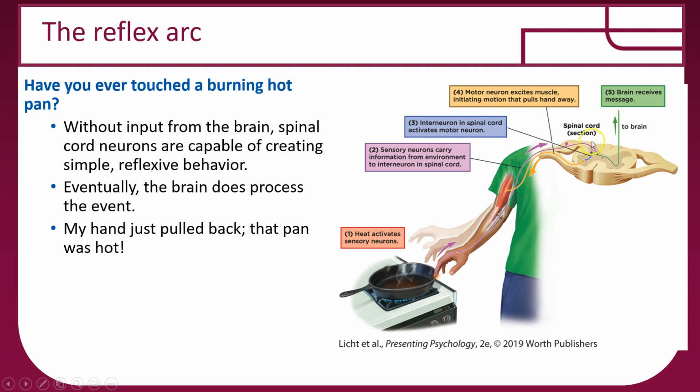Eventually, there's a second system you can see right here, that there is the message that is sent back up to the brain. And so again, your brain will get the message and you'll say, wow, that was hot. But it's probably after you've pulled your hand away. So this is a simple reflex arc. It goes from a sensory neuron to an interneuron to a motor neuron, and that's the end of it.